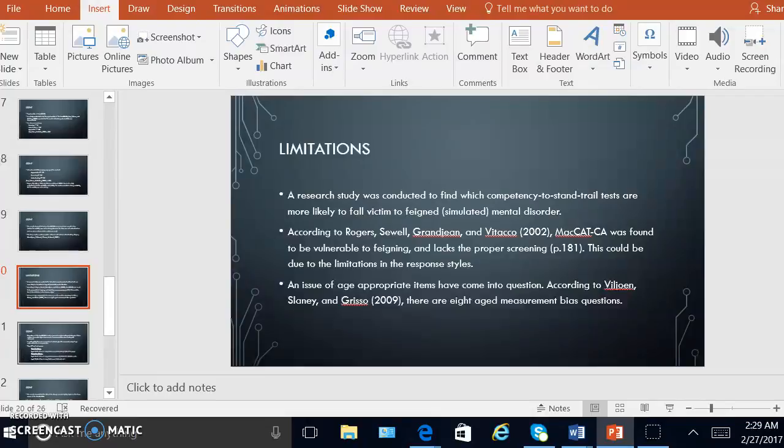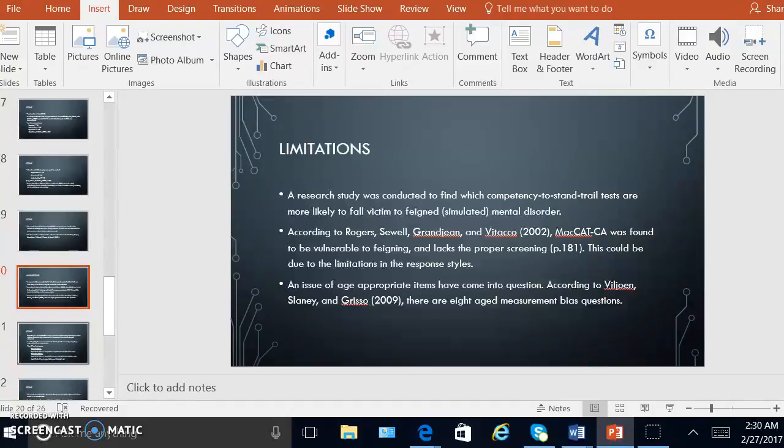The limitations. There aren't so many limitations, but there are 2 main ones that I found. In competency to stand trial assessments, there is a worry about being likely to fall victim to somebody faking a mental disorder. The MacArthur was found to be very vulnerable to this because it lacks proper screening, and this could be due to the limitations of the response style, as you answer them like a multiple choice. There's also an issue with age bias in it.